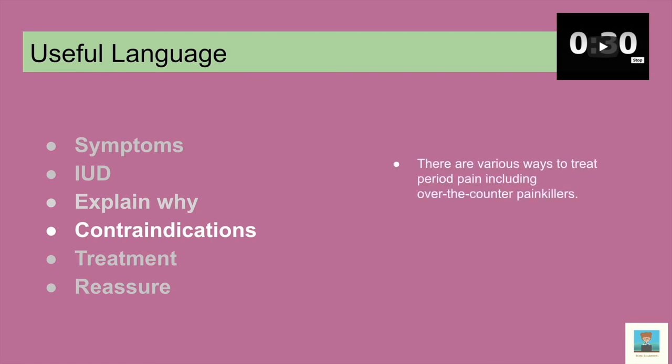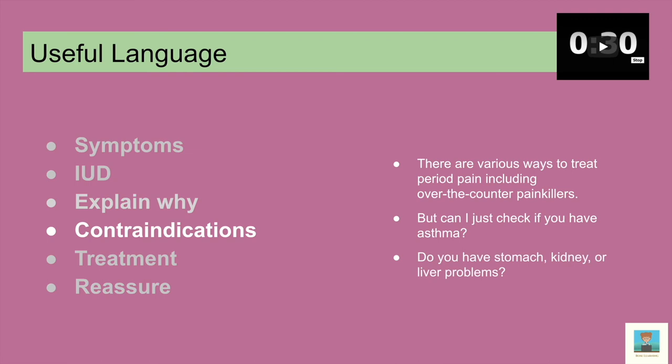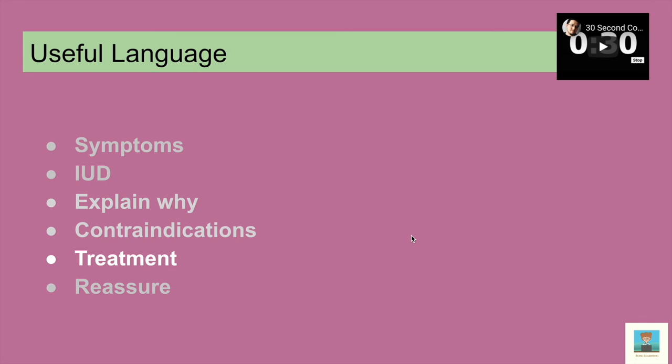Okay, so you can say something like, there are various ways to treat period pain, including over-the-counter painkillers. But can I just check if you have asthma? Do you have stomach, kidney, or liver problems? So, can I just check indicates that you want to check something before you give treatment advice. And again, that's a nice way to warn the patient that you're going to be asking questions. Now, the next part, of course, is treatment.